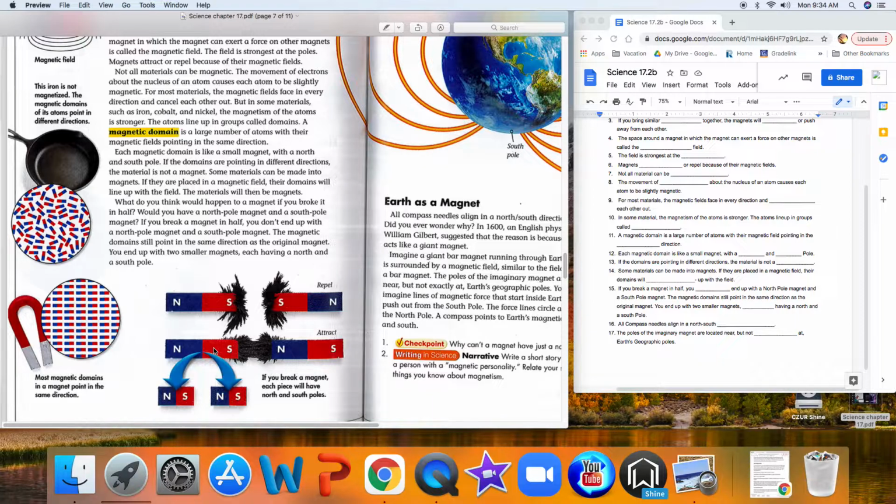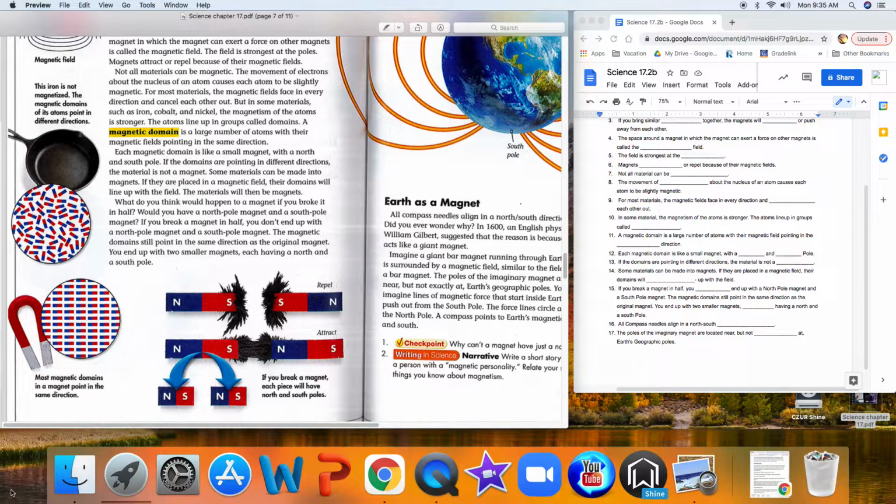Number 15. If you break a magnet in half, you don't end up with just one north magnet and one south magnet. You actually will get the same directions, so you'll end up with 2 smaller magnets. Fill in the second blank. Each or both, I don't care which one you put down. Whatever helps you to think to say, hey, I have 2 north-south magnets.